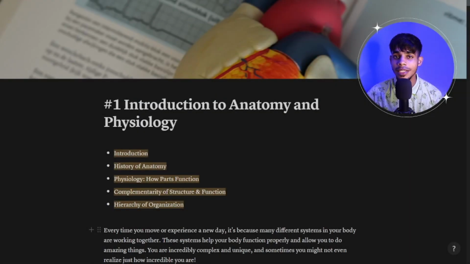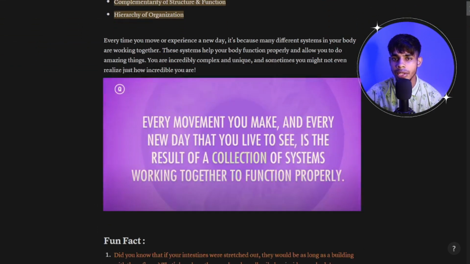Okay, so I believe the screen is visible to you guys right now, and in this lecture we would be breaking the entire concepts into 5 different topics. First, we would be getting an introduction to anatomy and physiology. Then we will be getting to the history of anatomy. Then coming to the physiology, we will be seeing how parts function, and then complementarity of structure and function of these different things. And lastly, we would be seeing hierarchy of organizations, right? It may sound very different to you guys right now, but I have made sure that the topics that I have covered in this module is very friendly to read through and understand.